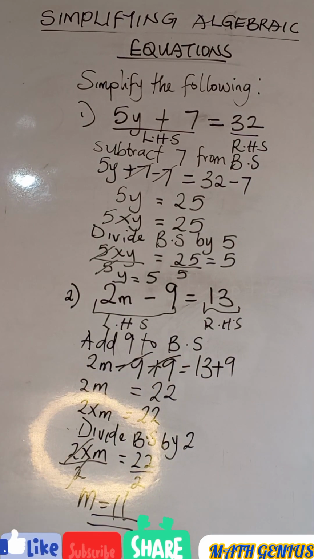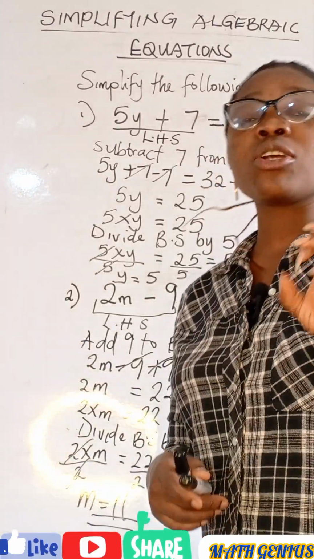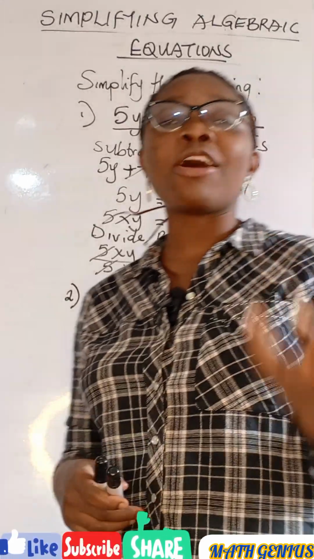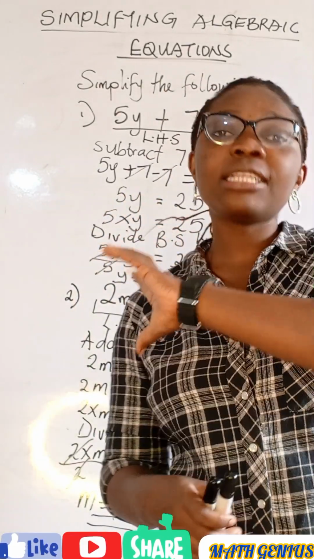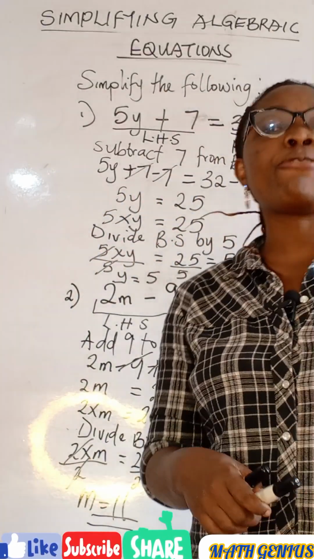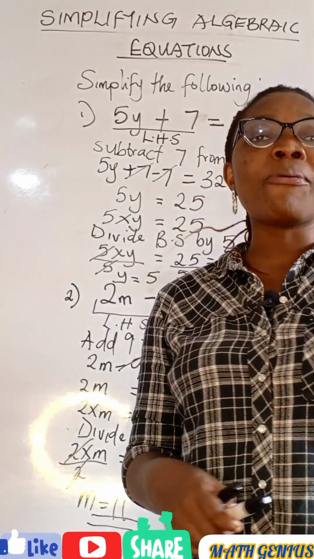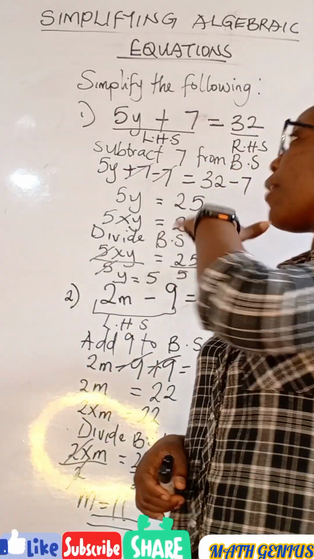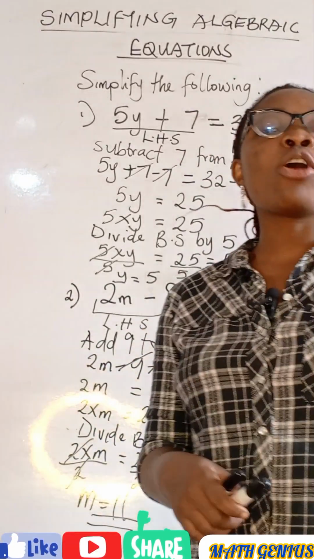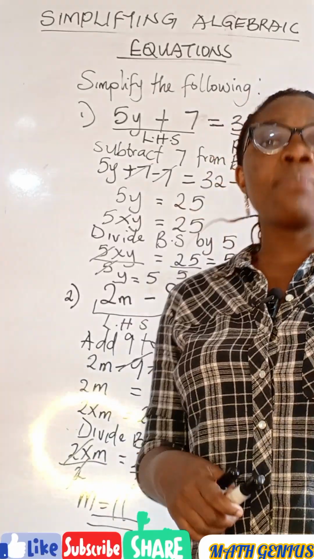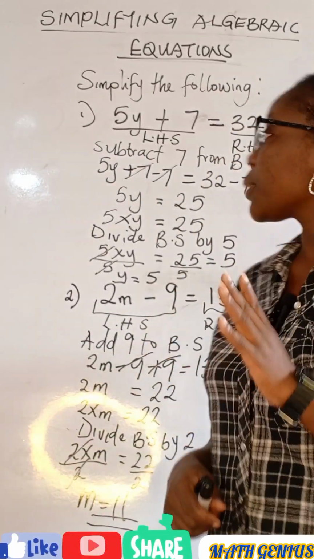Now, this is simply how you simplify algebraic equations. Like I said earlier, they are algebraic expressions equated to a number. The essence of simplifying is for you to find the unknown. The unknowns are those numbers represented by letters. So, from our examples, the unknown here was y and the unknown here was m. The goal was for us to find what m stands for and what y stands for, and we successfully did that by simplifying.